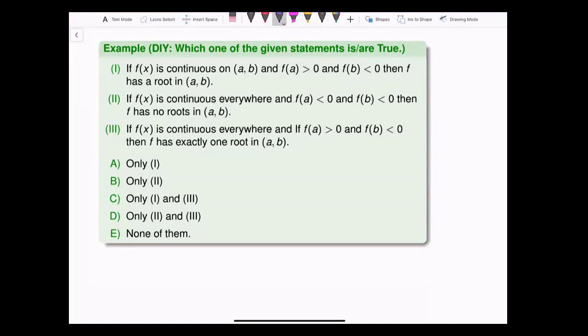One minute is up, but do you want to give some more time? Let me just go ahead and explain one by one better. I'll leave the polls open.